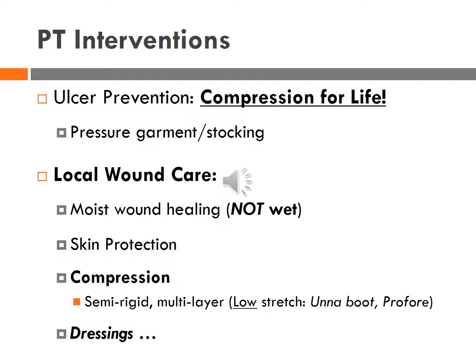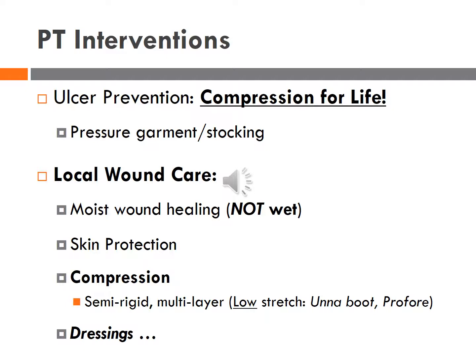Local wound care. So addressing the wound that you see, you need to get rid of dead tissue. Venous ulcers are often very moist, with lots of drainage, so you want to make sure that it's moist and not wet. You want to make sure you're absorbing drainage appropriately and protecting the skin around the ulcer so that it doesn't become macerated and turn into a wound.